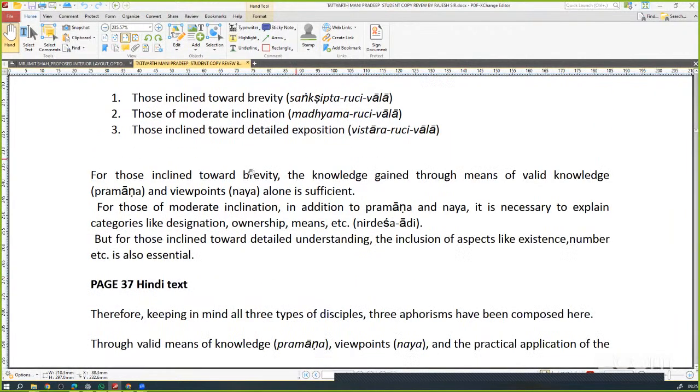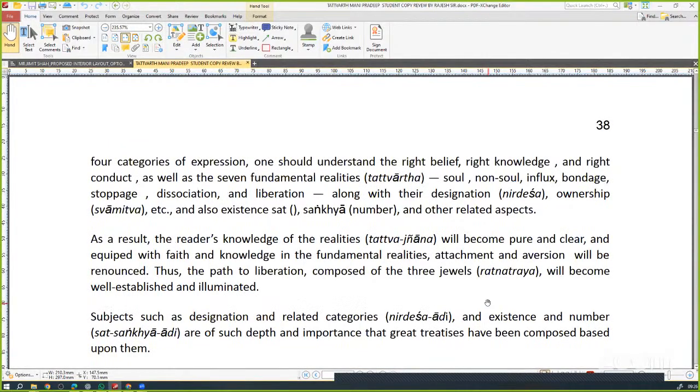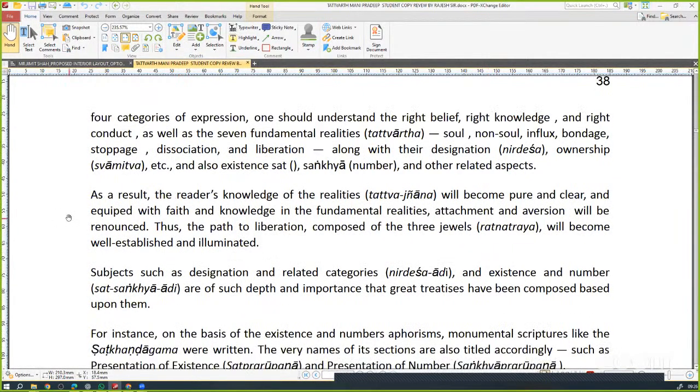For those of moderate inclination, in addition to praman and Nay, it is necessary to explain categories like designation, ownership, means, etc. That is Nirdesh Adi. But for those inclined towards detailed understanding, the inclusion of aspects like existence, number, etc. is also essential. Therefore, keeping in mind all three types of disciples, three aphorisms have been composed here. Through valid means of knowledge, praman, and viewpoints, nay, and the practical application of the four categories of expression, one should understand the right belief, right knowledge, and right conduct, etc.